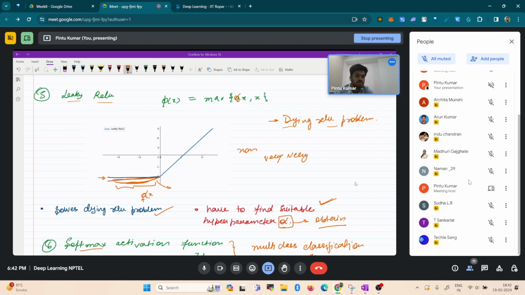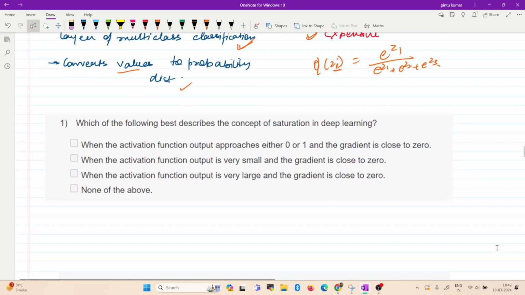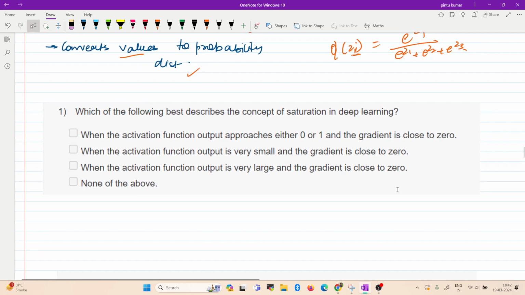Any other doubt? Okay. So let's look at the questions that I have from a previous assignment on this. The first question is: which of the following best describes the concept of saturation in deep learning? The options are: when the activation function approaches either 0 or 1 and the gradient is close to 0; second, the activation function output is very small and the gradient is close to 0; third, the activation function output is very large and the gradient is close to 0; and none of the above.